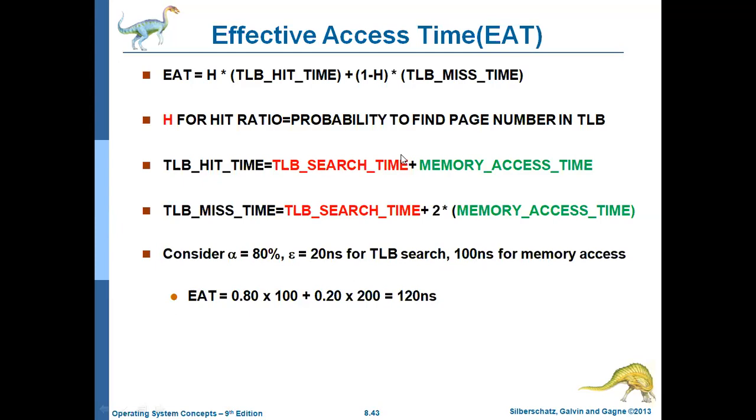Plus 1 minus h, which is 1 minus 0.80. The answer is 0.20 into the miss time now. What is the miss time? You can come across what your search time is now, the TLB search time, whatever search time it has taken. For example, if it has taken 100 nanoseconds for a memory access, that into 2 is 200.